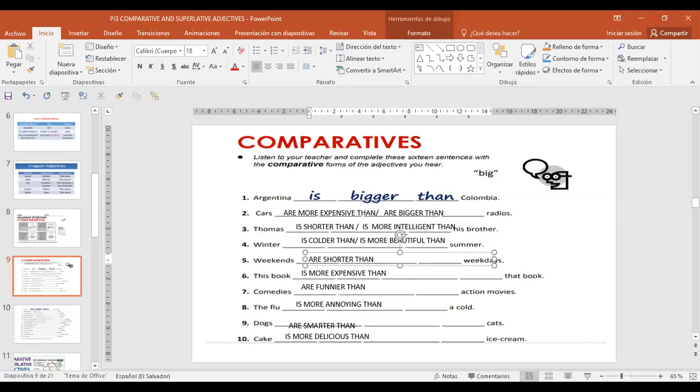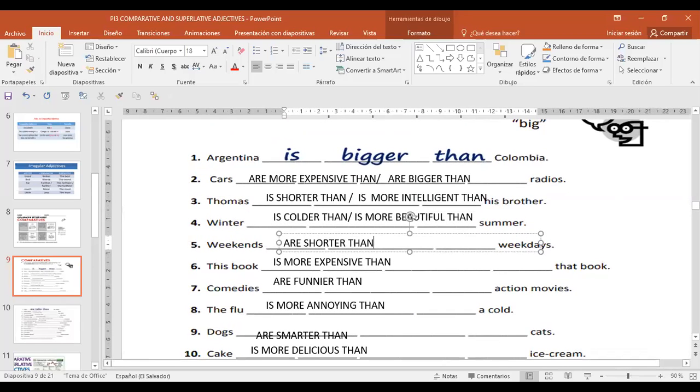So let's see. Vamos a aumentar un poquito aquí para que ustedes lo vean mejor. Okay, excellent. Weekends are shorter than weekdays. Okay, but let me give another example. Weekends are... what do you think about better, excuse me? Are better. Better, yes. Better than. O podríamos haber dicho nicer también, ¿verdad? Pero better is good. I like it. So weekends are better than weekdays. Excellent, because we have time to spend with our families and friends.